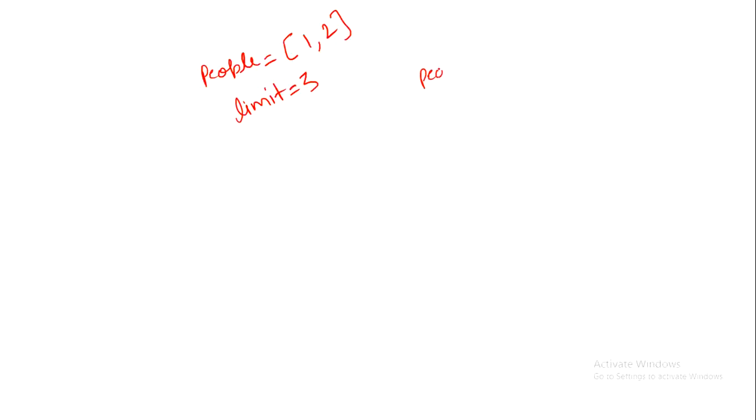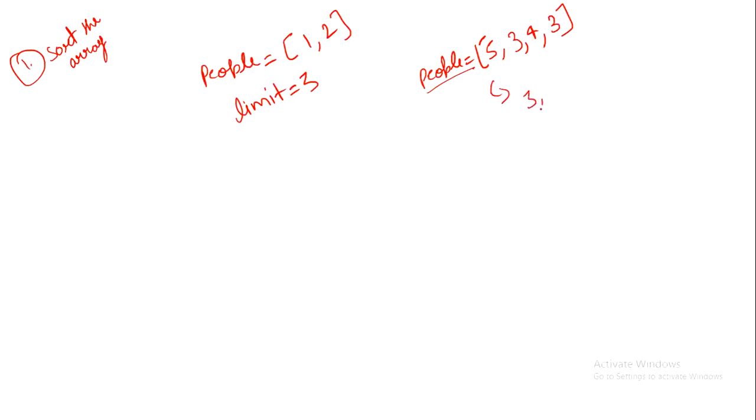Although, we could have this array like this, so 5, 3, 4, 3 like this. So we were having elements like this in this particular array of people. So first of all we have to sort the array, right? So first we have to sort our array. For example, let's take this one we sorted. So what is going to be the sorted array then? 3, 3, 4, 5.